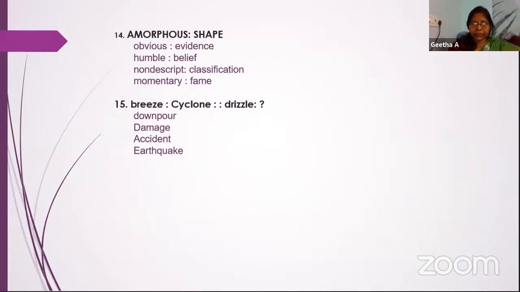So amorphous and shape. Okay. So momentary fame. Obvious and evidence, humble belief, nondescript classification, momentary fame. Okay, Santosh Kumar also says momentary and fame, damage or earthquake. Okay, Prem sir, jump to the fifth one, the 15th one, I mean.